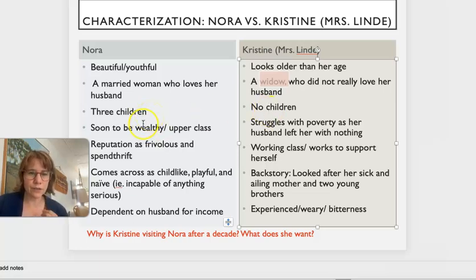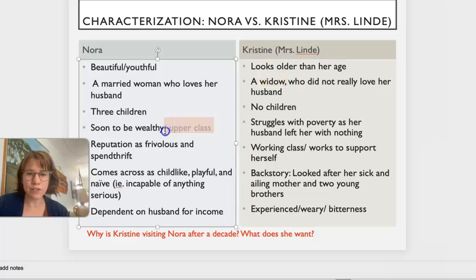Nora, on the other hand, has 3 children, whereas Christine has no children at all. And also economically, their lives have been very different. Nora, as I mentioned, is part of this middle upper class, whereas Christine, as we've learned, has had to struggle with her husband's failed business, leaving her with debt. And her backstory is also that she's had to look after her sick mother and her 2 younger brothers. So she's had to actually go and work for a living. Only the lower classes of women at this time in history worked.